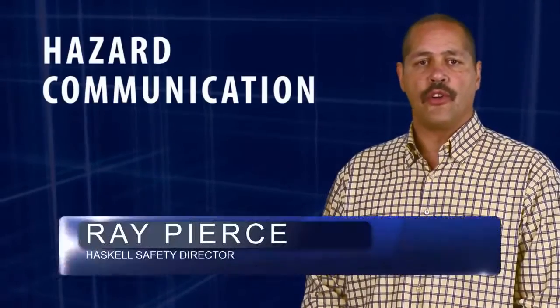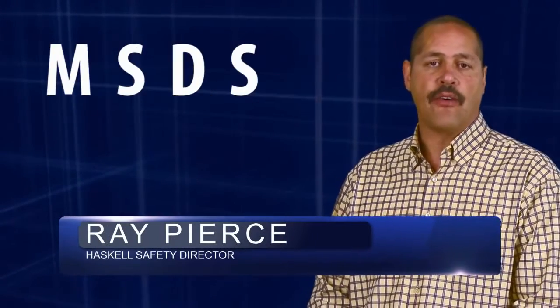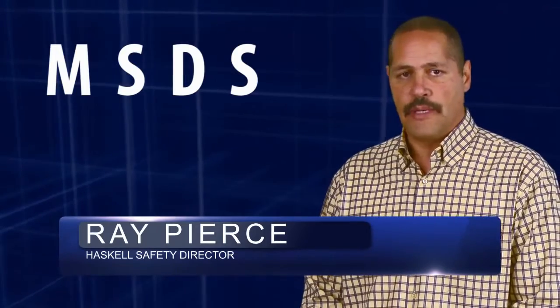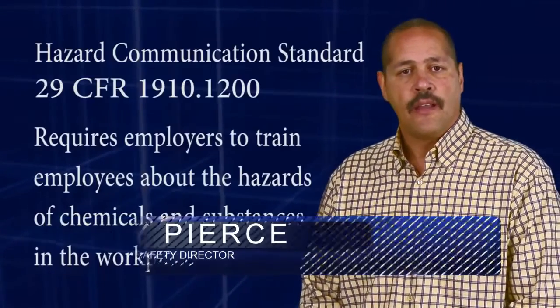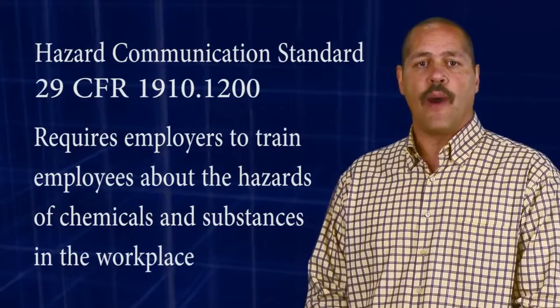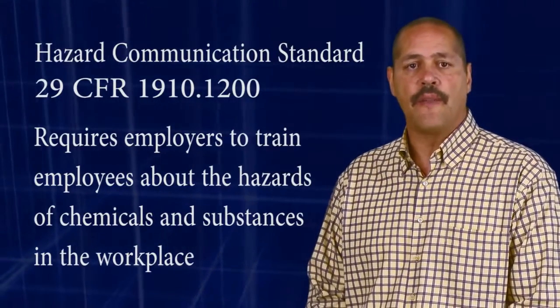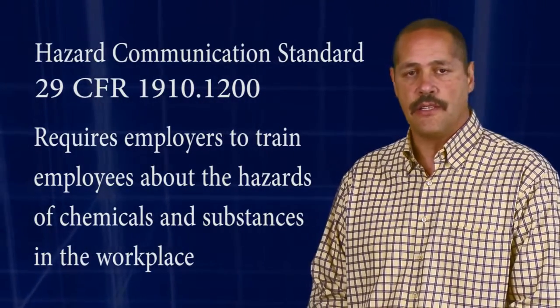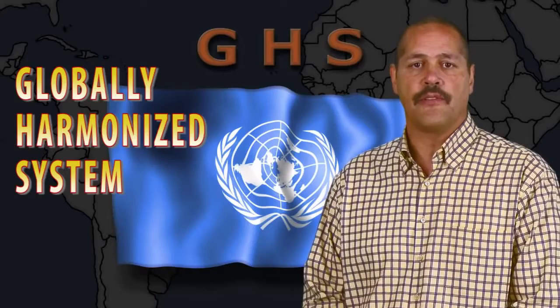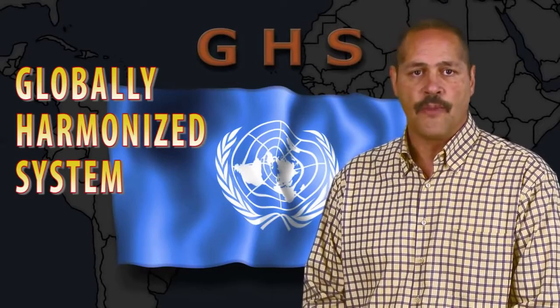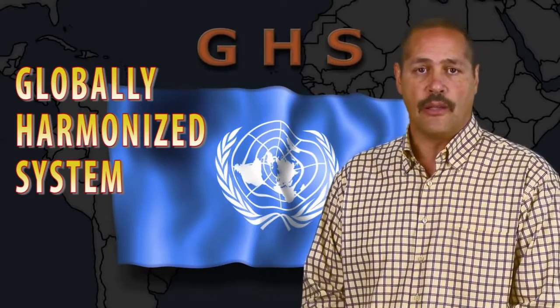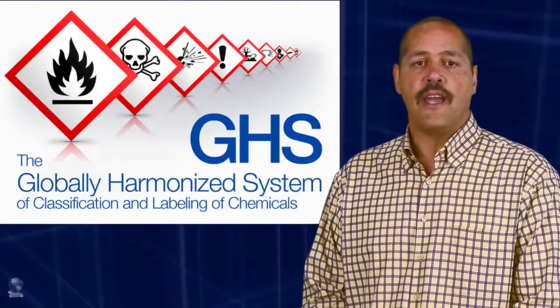You've no doubt heard the term hazard communication and the acronym MSDS, short for Material Safety Data Sheet. The Hazard Communication Standard requires employers to train employees about the hazards of chemicals and substances in the workplace. In 2003, the United Nations adopted the globally harmonized system of classifying and labeling chemicals. Here's a new acronym you'll be hearing a lot more in the future: GHS.